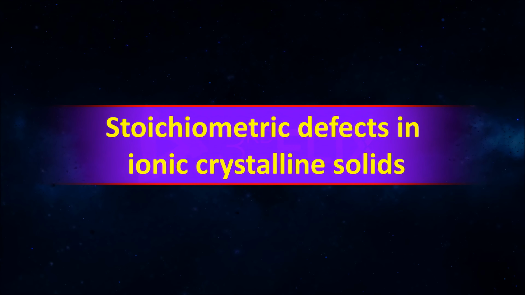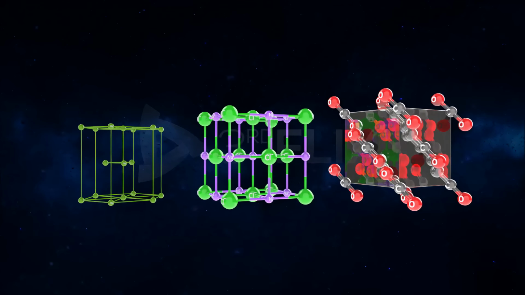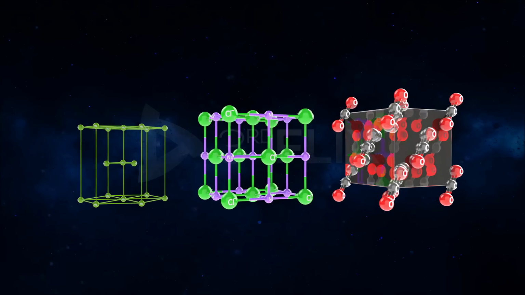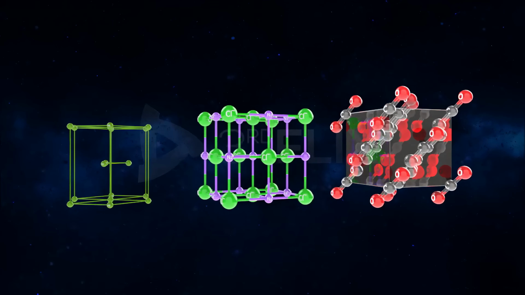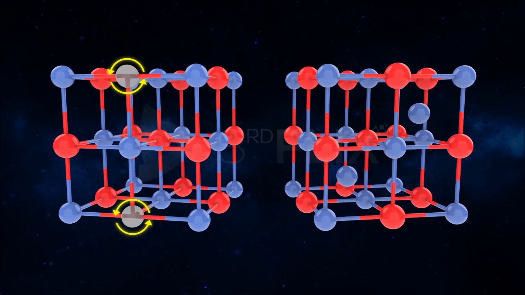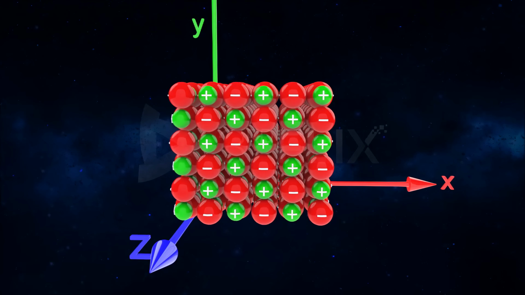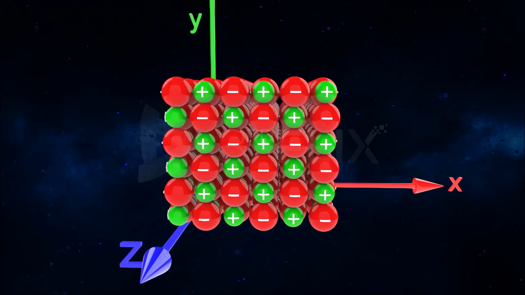Objective: to describe stoichiometric defects in ionic crystalline solids. We have already learnt about the stoichiometric defects in non-ionic crystalline solids. Now let's understand the stoichiometric defects in ionic crystalline solids. Ionic solids always maintain electrical neutrality.